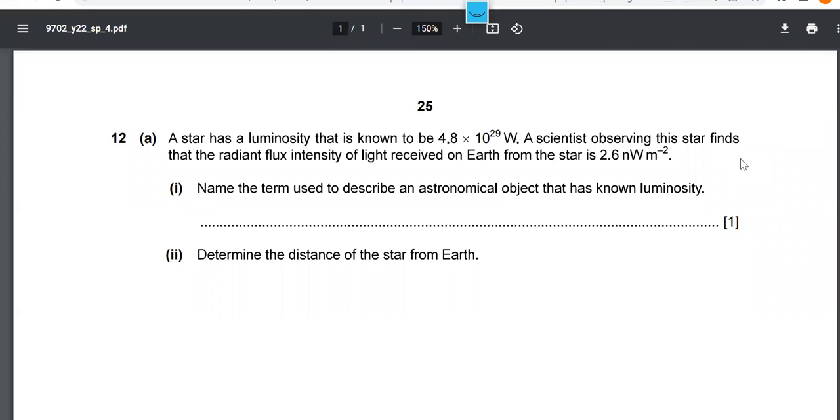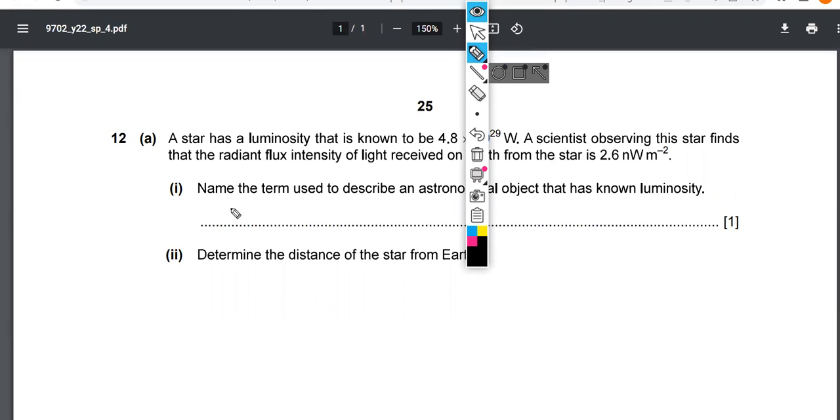All right, in this worked example, we're taking a look at question number 12 here, and it reads, a star has a luminosity that is known to be 4.8 by 10 to the 29 watts. A scientist observing the star finds that the radiant flux intensity of light received on Earth from the star is 2.6 nanowatts per square meter. Name the term used to describe an astronomical object that has known luminosity.